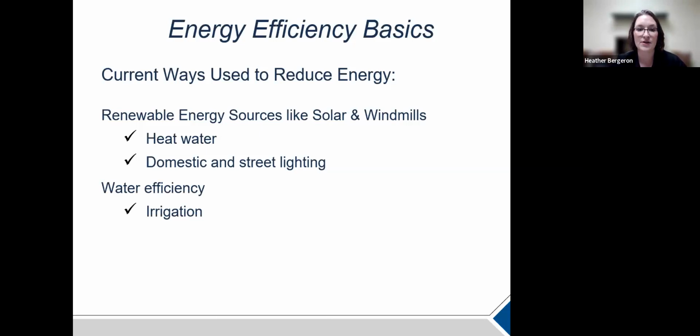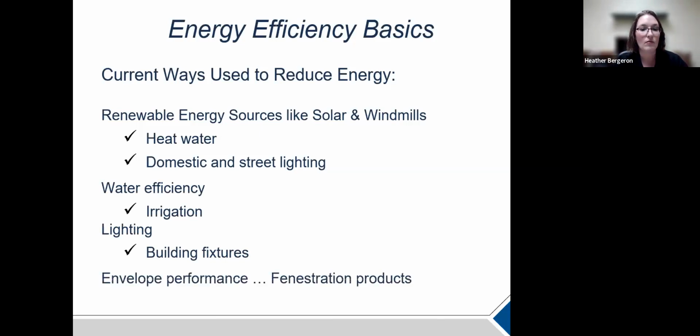Water efficiency. There are definitely many different irrigation systems out there to help also reduce energy by using water efficiently in irrigation. Lighting, as far as building fixtures, a lot of LED lighting has been around for many years now, where we're able to conserve some energy as well. And of course, the envelope performance and fenestration products, as far as all of the walls of a home. This is where the envelope of the building is, with your fenestration products such as windows and doors as well.